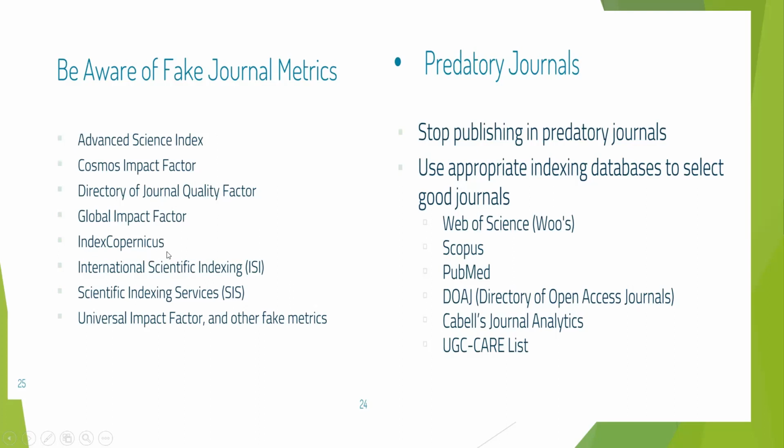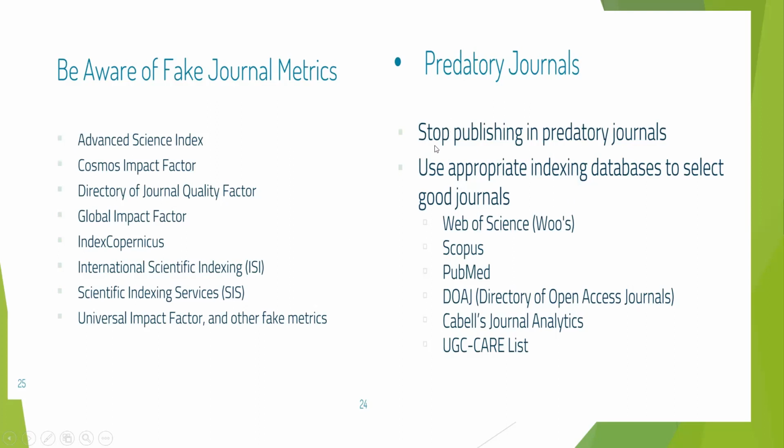Then Index Copernicus is actually fake. Then International Scientific Indexing, ISI, Scientific Indexing Services, SIS, then Universal Impact Factor and other fake metrics. So all these metrics are fake. Any good category journal will not cite all this, right? They might cite some of them, but not all of them. Or some Cosmos or Global Impact Factor or Universal Impact Factor, these impact factors will not be there.